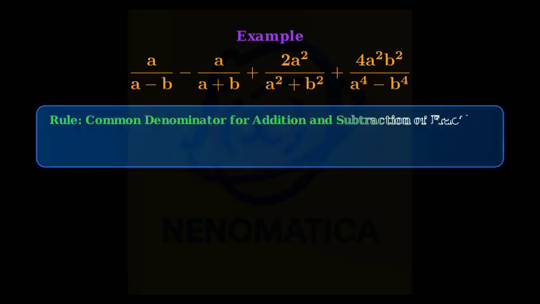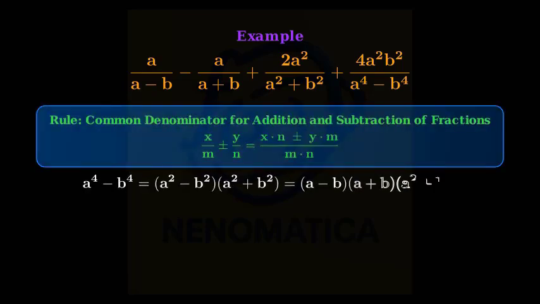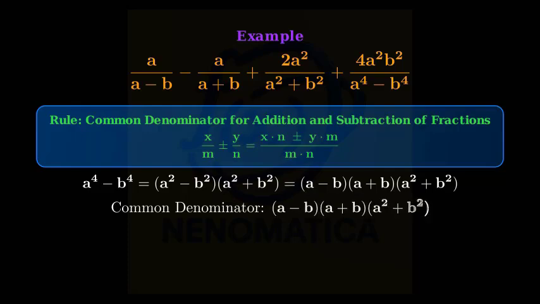We will bring every term over the common denominator, which is the product a minus b times a plus b times a squared plus b squared. Now we write each fraction over that common denominator. The first term over a minus b must be multiplied by a plus b times a squared plus b squared. The second term over a plus b must be multiplied by a minus b times a squared plus b squared. The third term, 2a squared over a squared plus b squared, must be multiplied by a minus b times a plus b. The last term already has the full denominator after factoring.